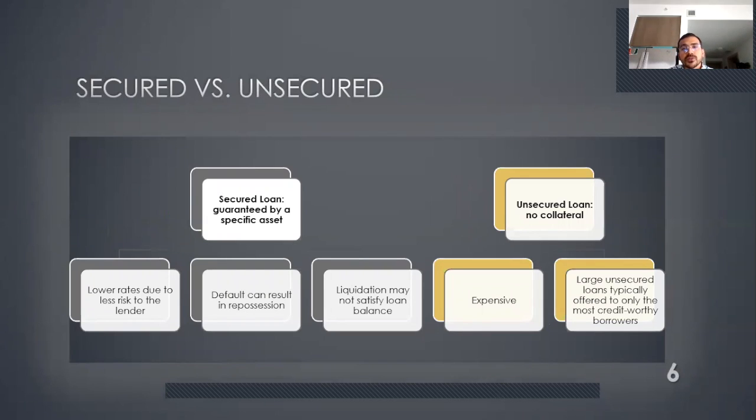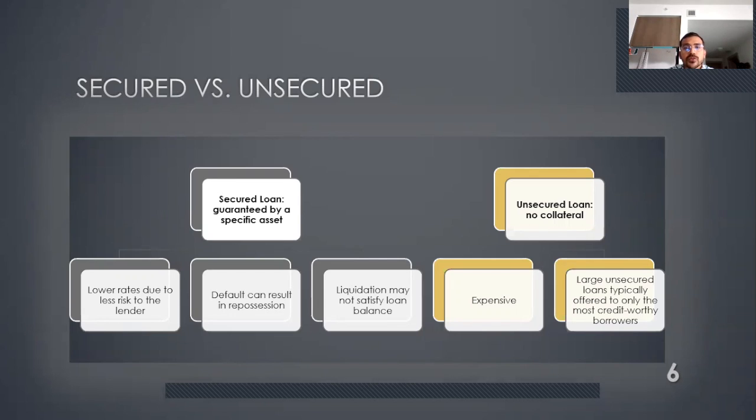Unsecured loans versus secured loans. Secured loans are generally guaranteed by a specific asset. The pros could be that since the risk is lower for the lender because of the collateral, the rates are going to be lower. The cons: default on payment can result in the repossession of the asset and, in some cases, the liquidation of the asset. And the liquidation of the asset might not satisfy the full loan balance.